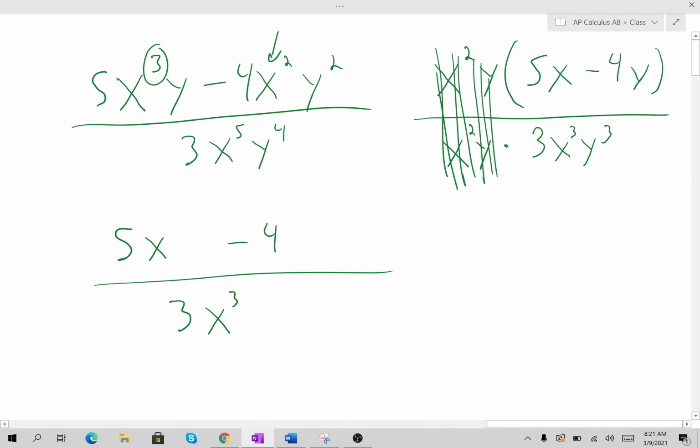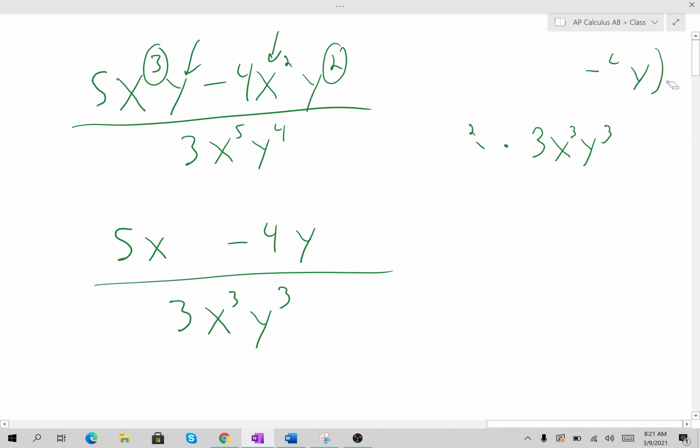Then you look at the y's, okay? But you can only cancel them because everything has a y right now. So there's only y to the 1st right here. So we can cancel that out completely. The y squared becomes y to the 1st, and the y to the 4th becomes y cubed. All right?